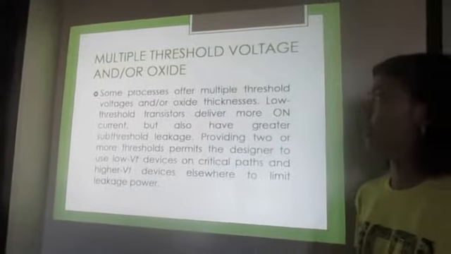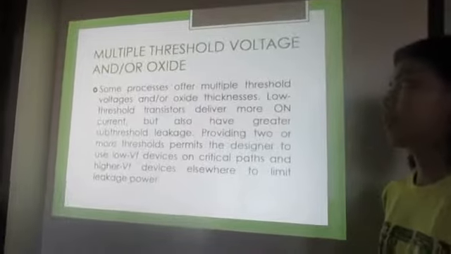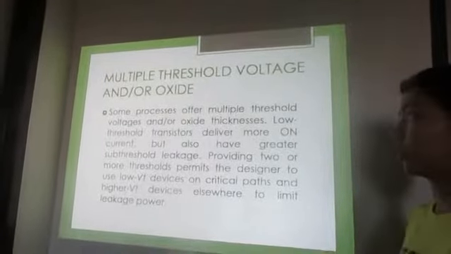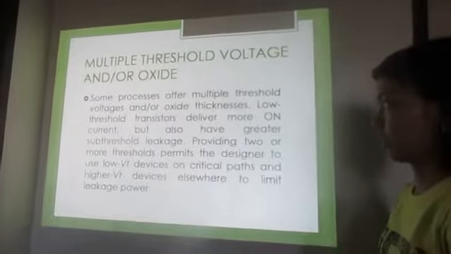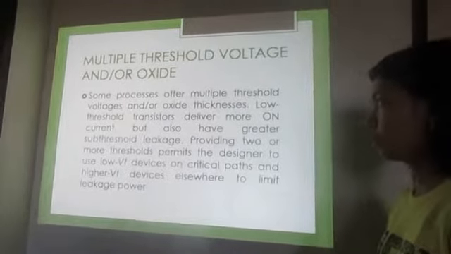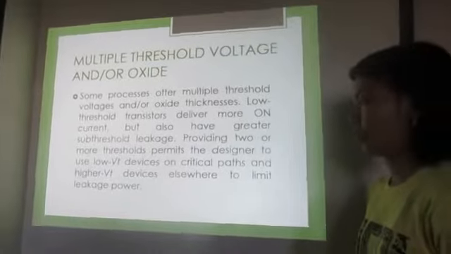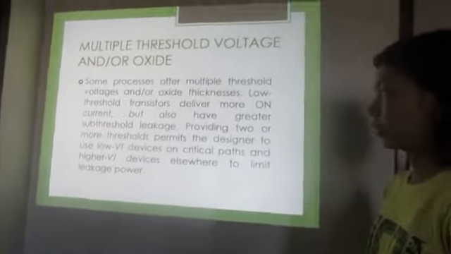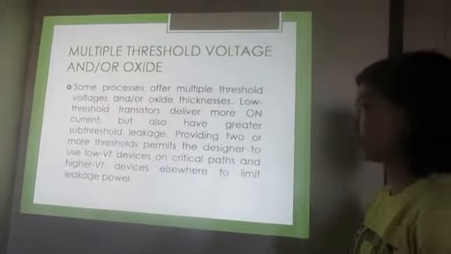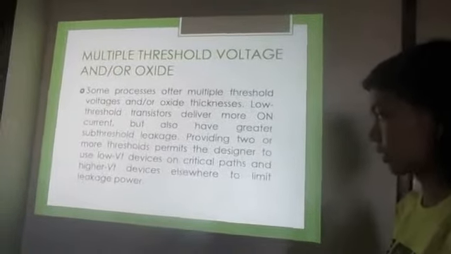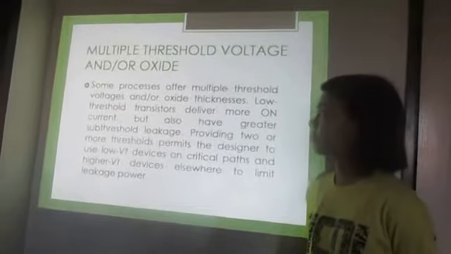In the multiple threshold voltage and or oxide, some processes offer multiple threshold voltage and or oxide thicknesses. Low threshold transistors deliver more on current but also have greater subthreshold leakage. Providing 2 or more thresholds permits the designer to use low threshold devices on critical paths and higher threshold devices elsewhere to limit the leakage power.